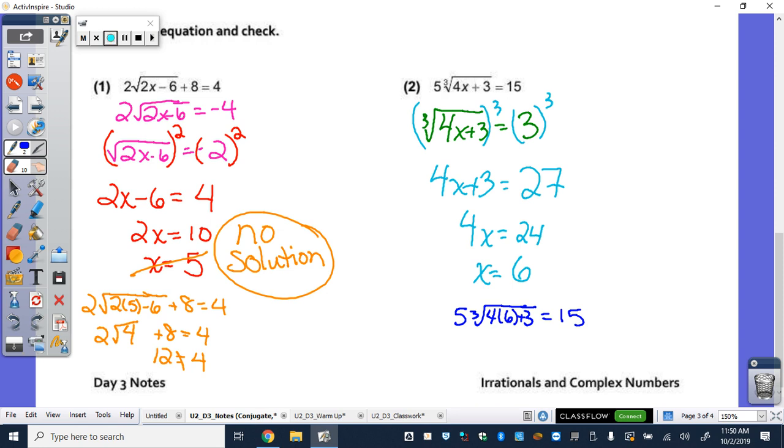So 4 times 6 plus 3 gives us a what underneath that cube root? 27. And again, it's cube root. Some people before forgot it was cube root. So cube root of 27 is 3. So 5 times 3 gives me 15. So yes, it does check out.